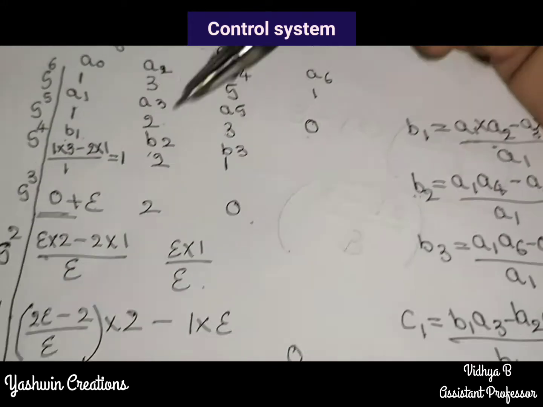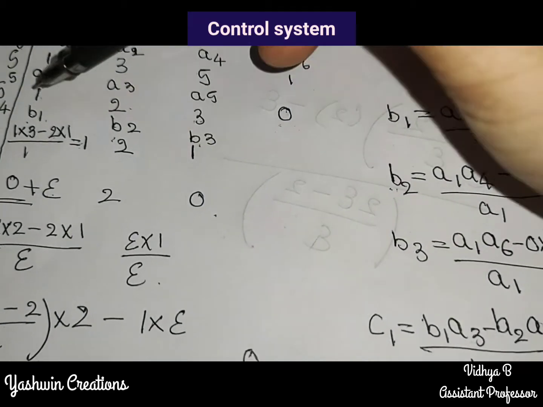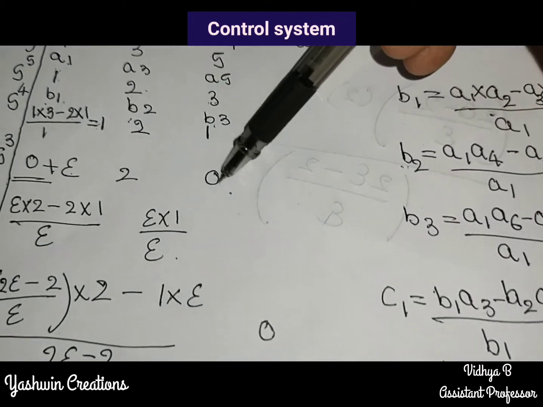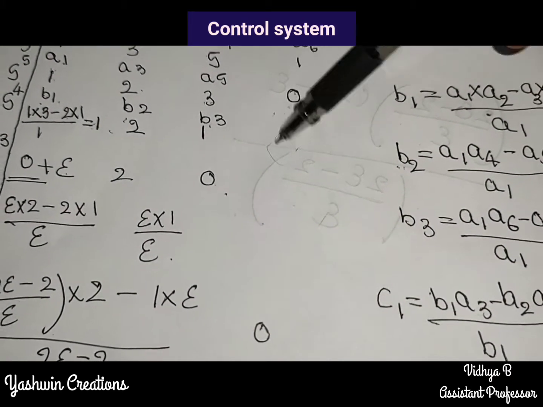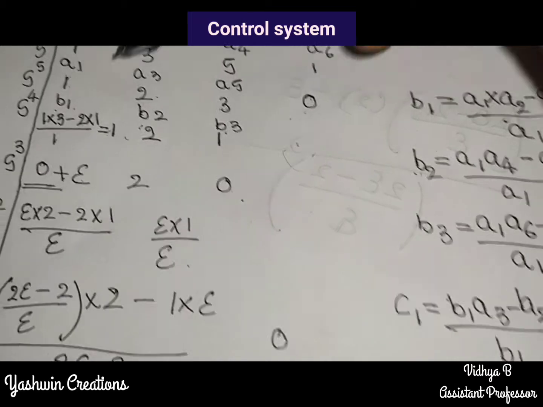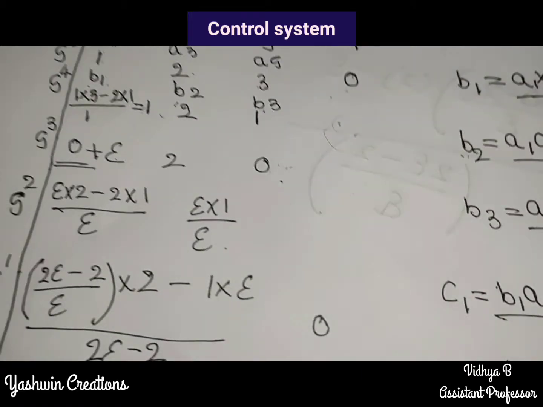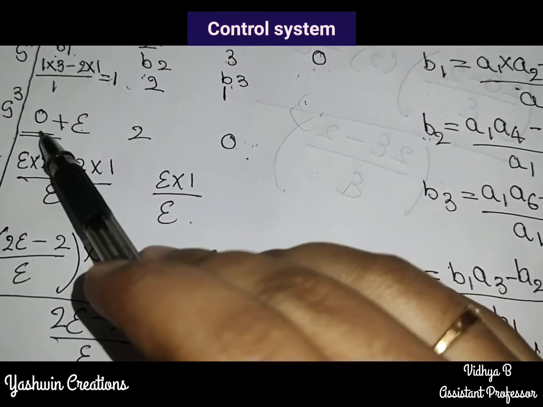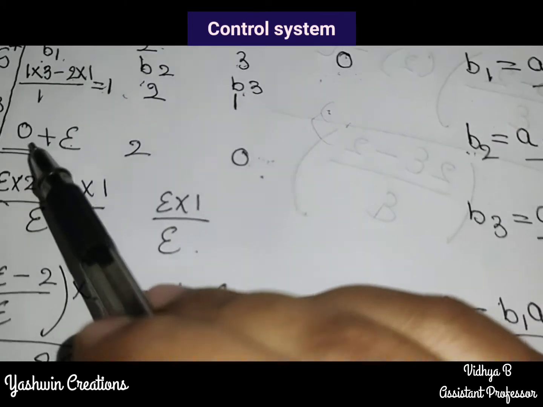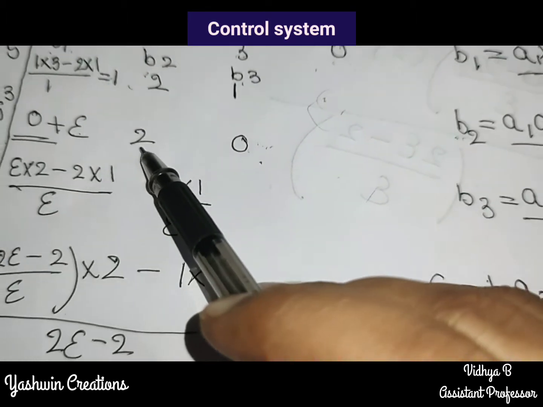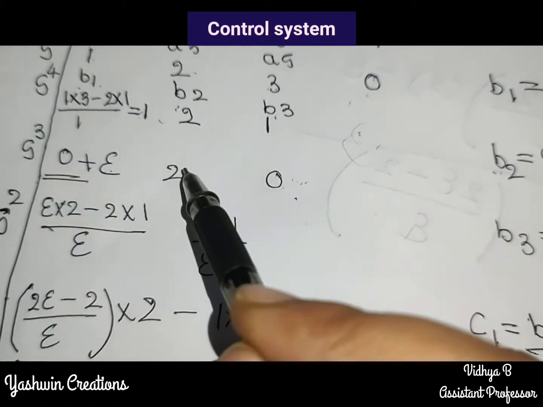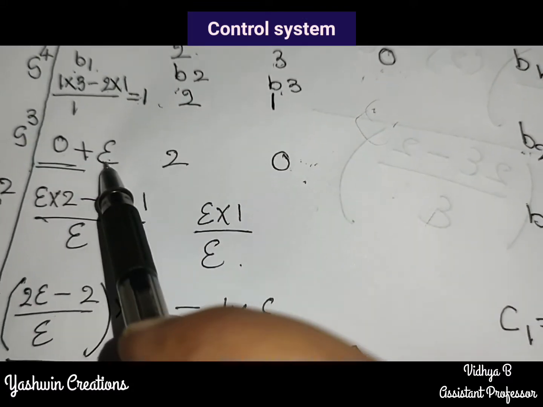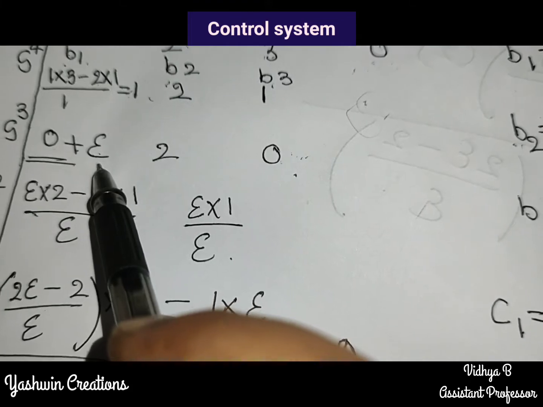Next element, 1 into 3 minus 1 into 1, that is 3 minus 1 divided by 1, so the answer is 2. Next is 1 into 0, here nothing is there, so you consider 0, and you will get 0. So for this row only one element is 0, and one value, 2, is there. If the whole row were 0, that would be special case 2. Here only the first element is 0, so we replace it with epsilon.